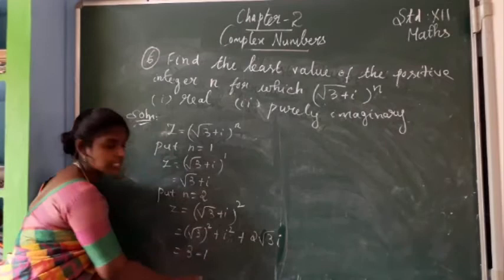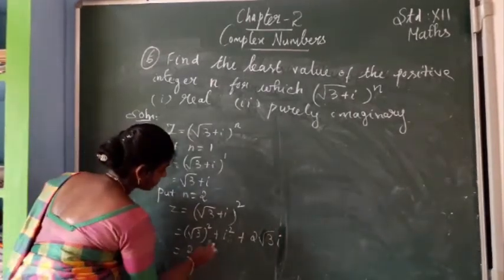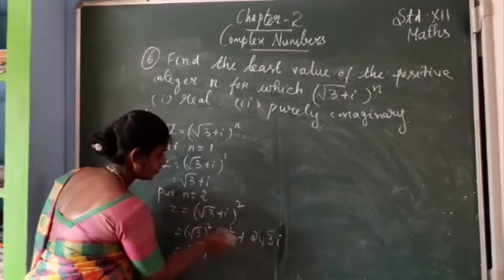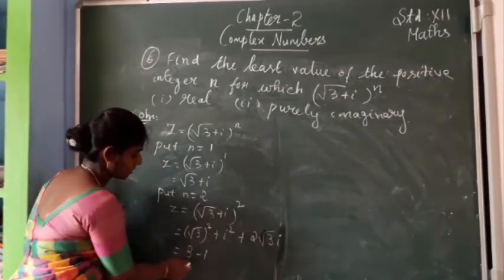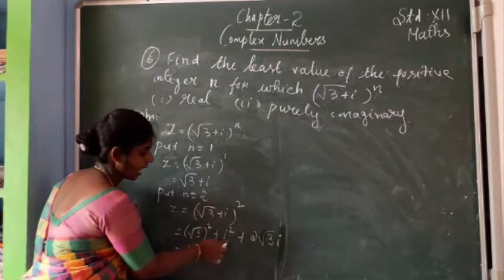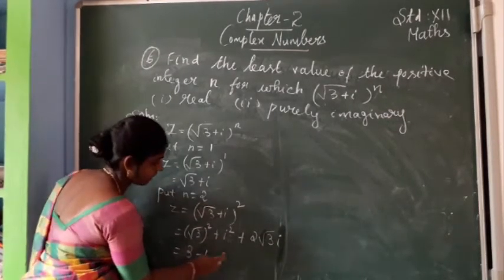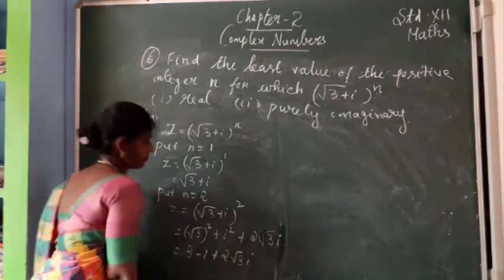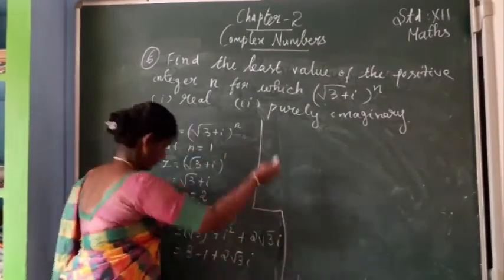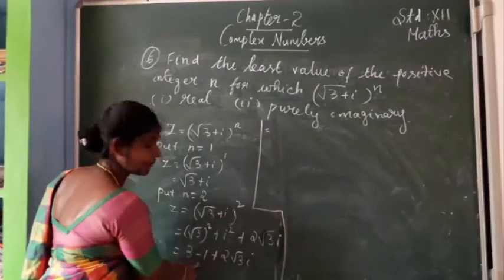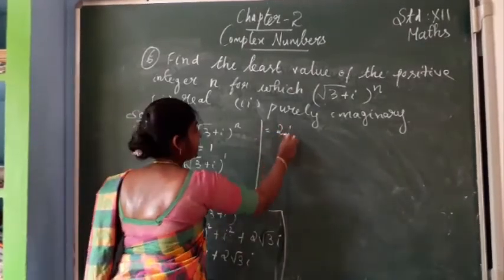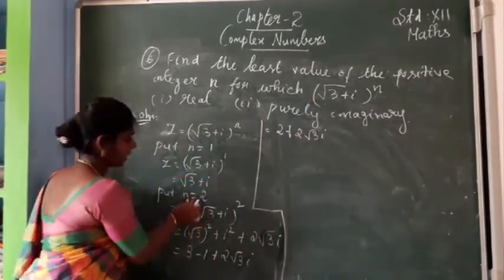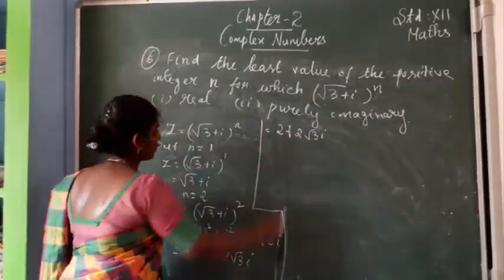I square, the value is minus 1. The formula is a square plus b square plus 2ab. So root 3 the whole square value is 3, plus i square value is minus 1, so minus 1 plus 2 root 3 i. That's equal to 3 minus 1, 2 plus 2 root 3 i. This is for n equal to 2. It is also a complex number.